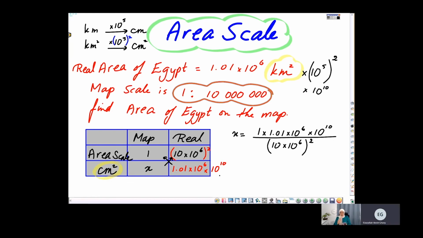Now go down to the denominator. Open brackets first and write 10 times 10 to the power of 6. Close brackets, then square it in the denominator, then click equal. Now x will be equal to 101 centimeters squared. Now we did it. Does this make sense? Yes, 101 centimeters squared. If you find the square root of the answer to check your work, it's about 10 centimeters by 10 centimeters.